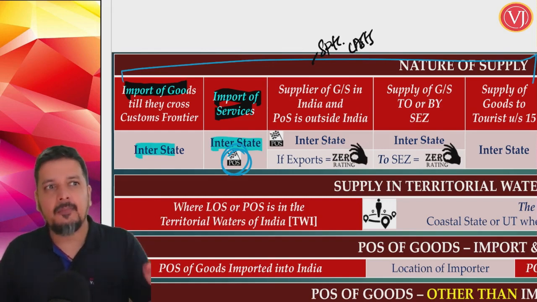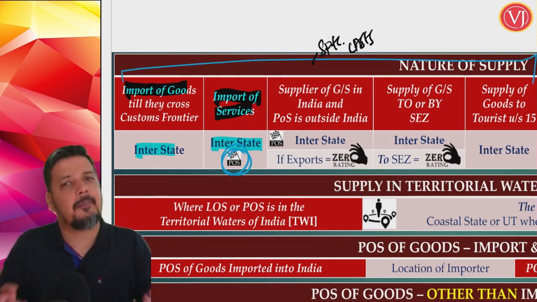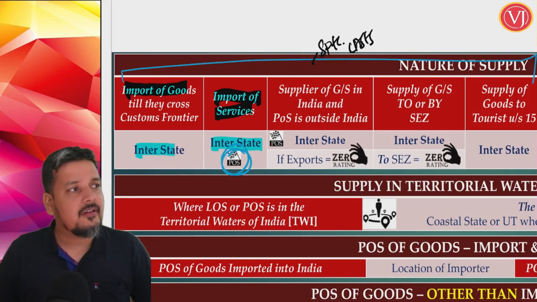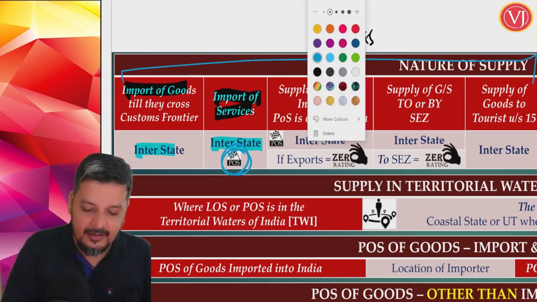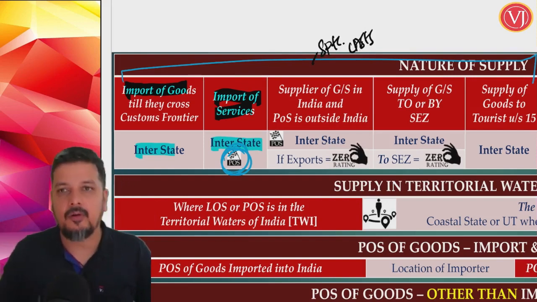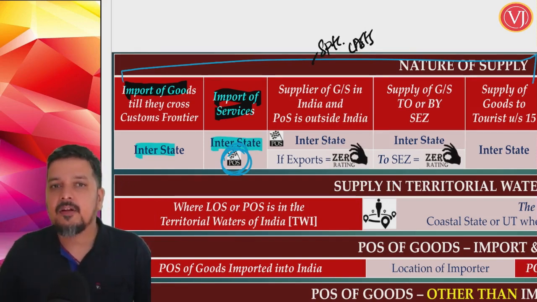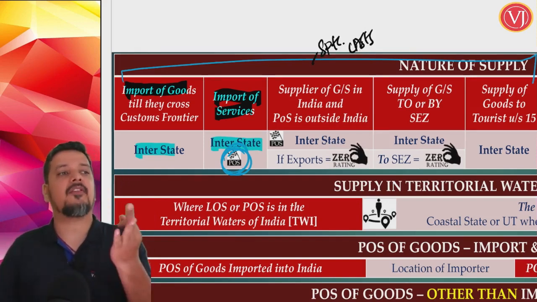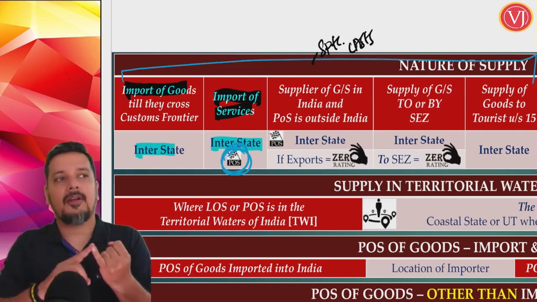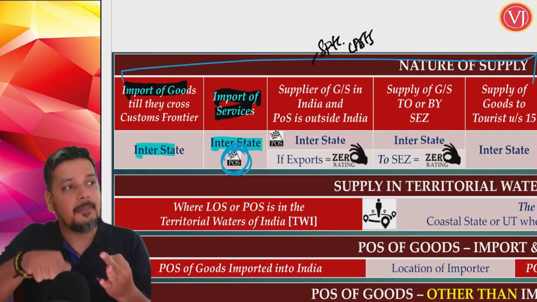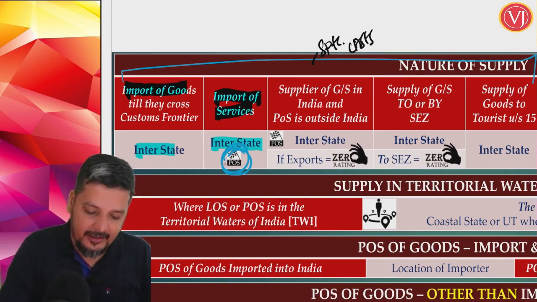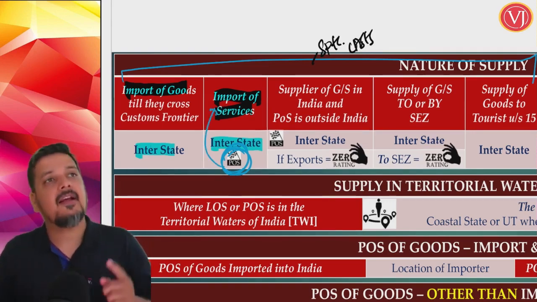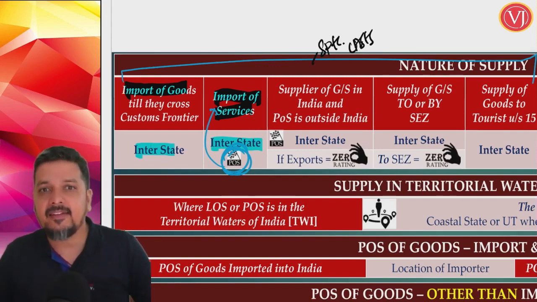Second, for import of goods, you do not even find the place of supply. By default, it is interstate supply. For import of services, the conclusion that it is interstate supply will be found only when you find out why, because import of service has three conditions: supplier outside India, recipient in India, and place of supply in India. Only when you find the place of supply is in India will you categorize it as import of services.